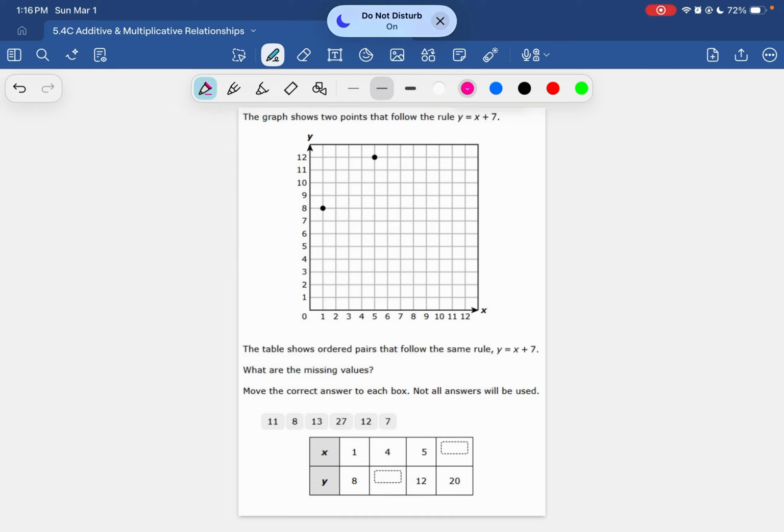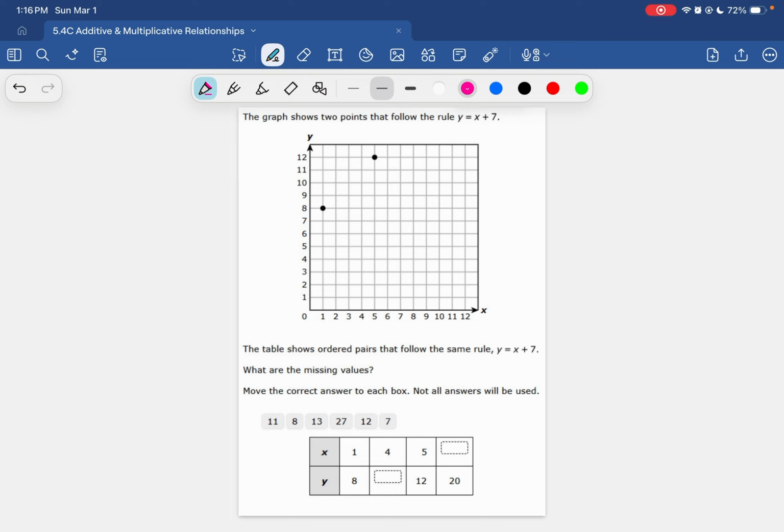Today's video will focus on additive and multiplicative relationships. The graph shows 2 points that follow the rule y equals x plus 7. So it says plus 7, that lets you know this is an additive relationship. You add 7 to every x value to get your y value.